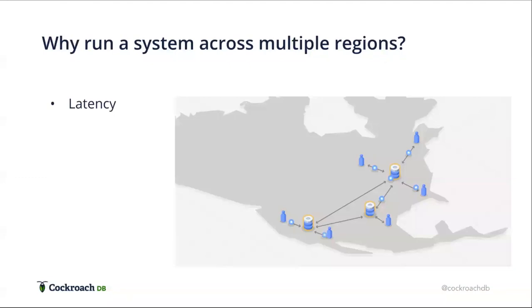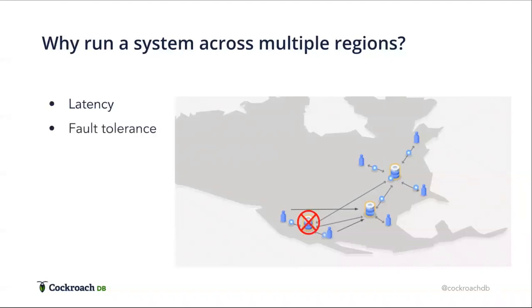This is especially critical if you're running a global service that has users all over the world. If you don't have any instances of your service near them, they're going to have to wait hundreds of milliseconds to get responses back from your service. So this is a very strong reason for wanting to run whatever you're running across multiple regions.